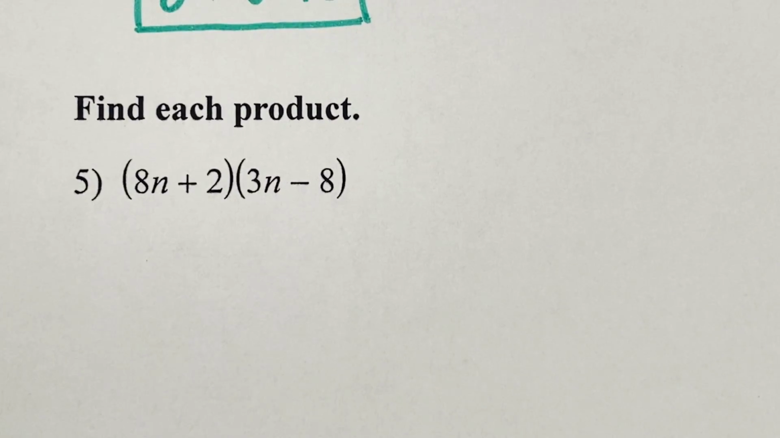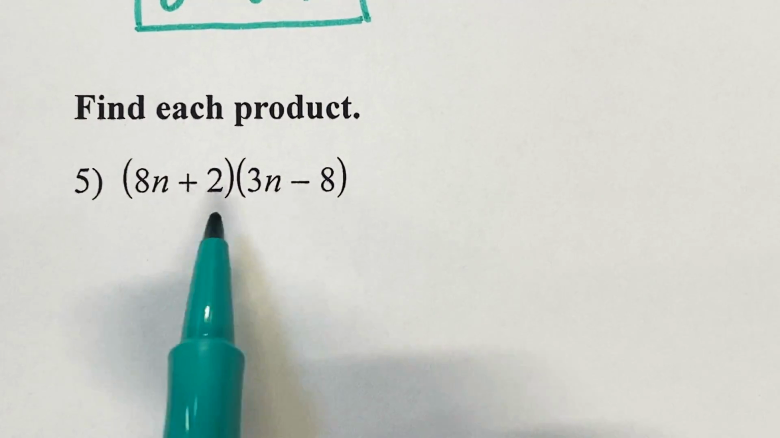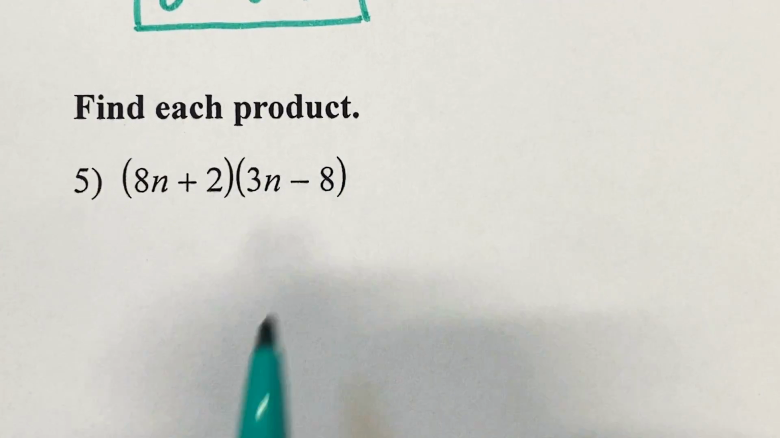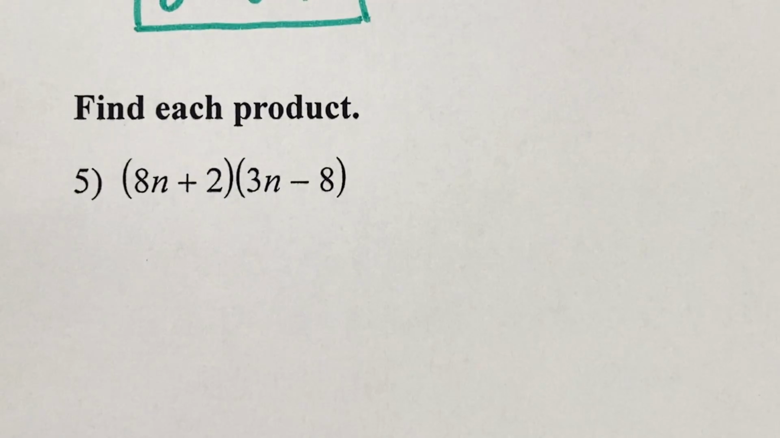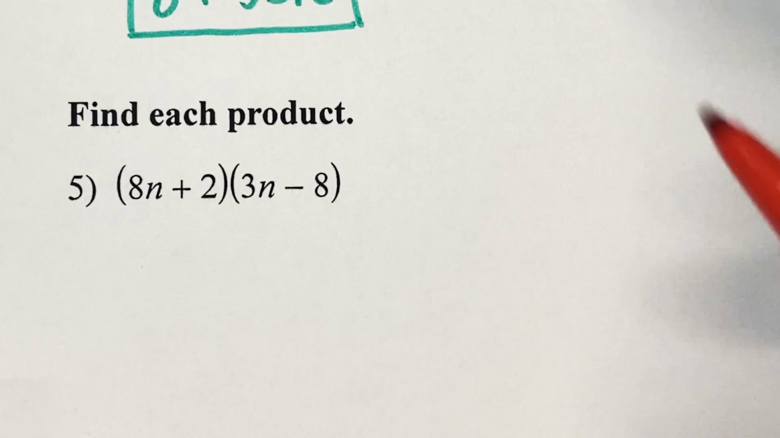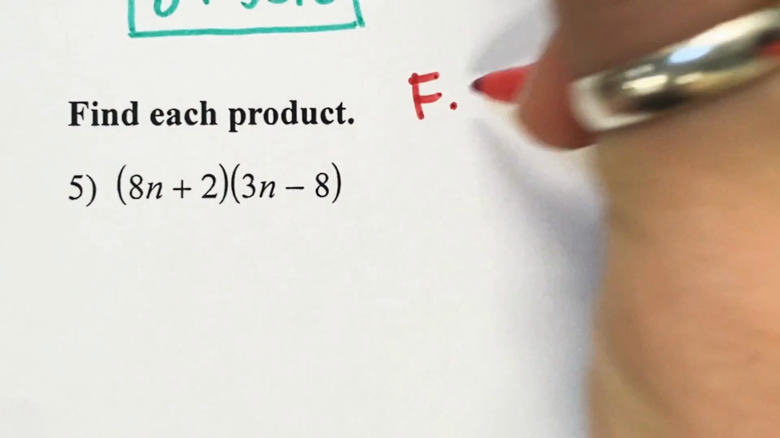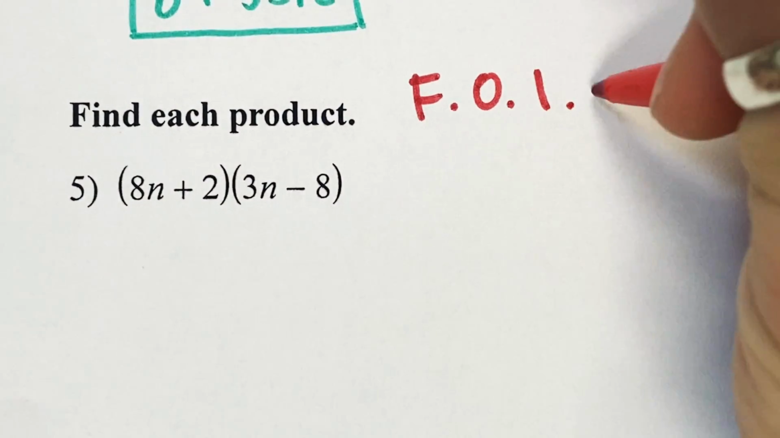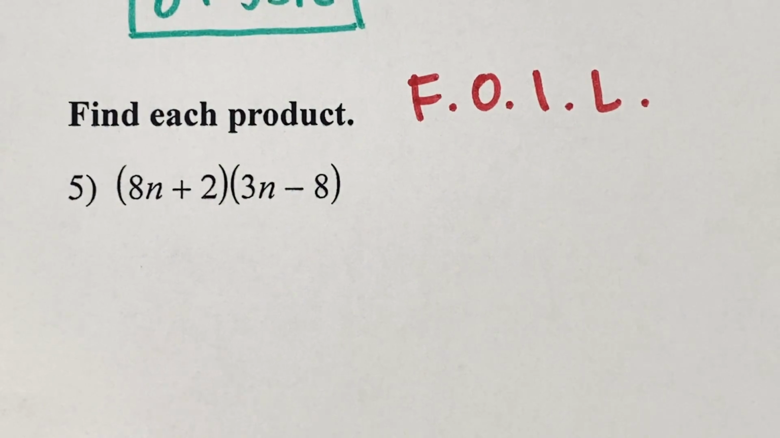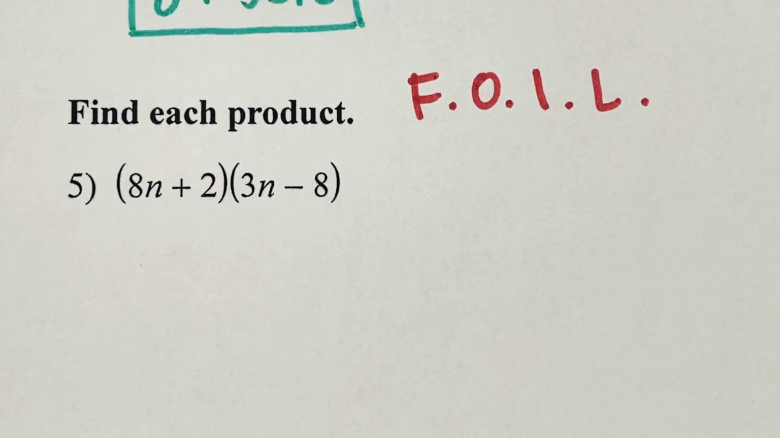So notice on 5 through 10, we have quite a few examples here. It's asking us to find each product. Notice we don't have one thing that is right in front of our parentheses that we have to distribute. We actually have 2 things. So we are going to find each product by using FOIL. Write that out, FOIL.